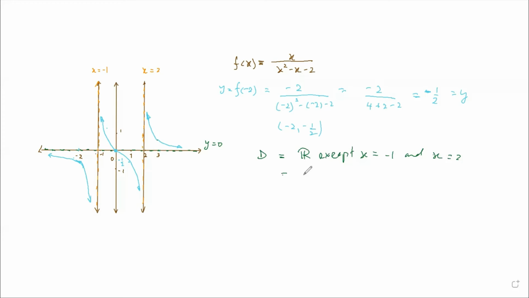Or you can write down, say, domain equals x belongs to the real numbers, if you like in set notation, right? Such that x, except, you can say it like this, which is better: except x equals negative 1 and 2. Okay, that's the domain answer.